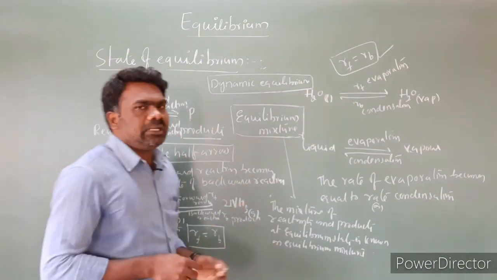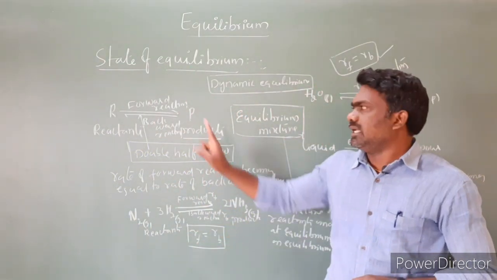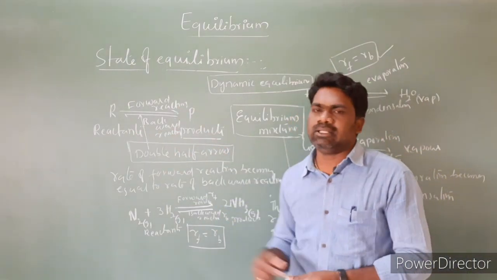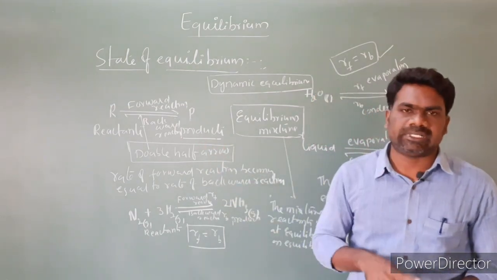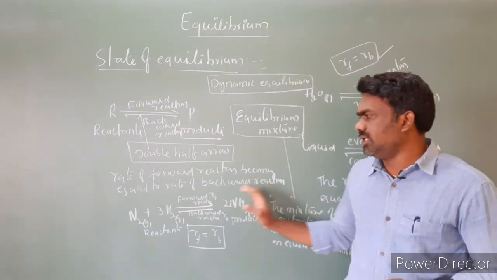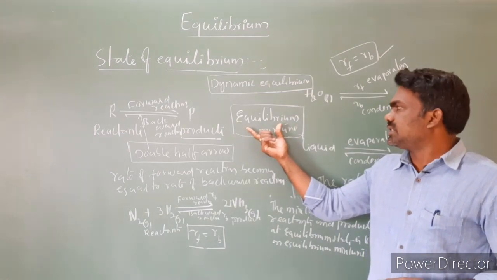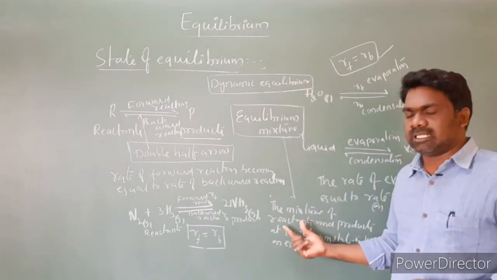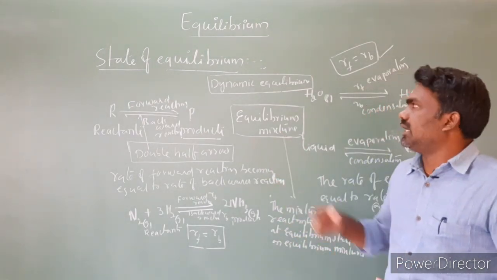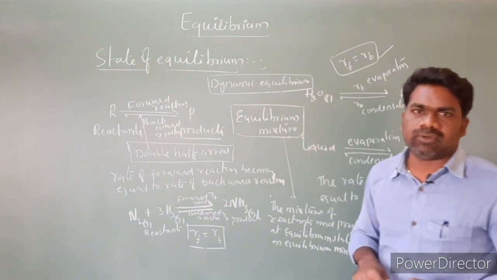So this is the introduction relating to the state of equilibrium. What is the state of equilibrium? A state at which the concentrations of reactants and products do not change with time. In other words, the rate of forward reaction becomes equal to the rate of backward reaction. Another important point is the equilibrium mixture: the mixture of products and reactants at equilibrium. And equilibrium is dynamic in nature, meaning the rate of forward reaction equals the rate of backward reaction.